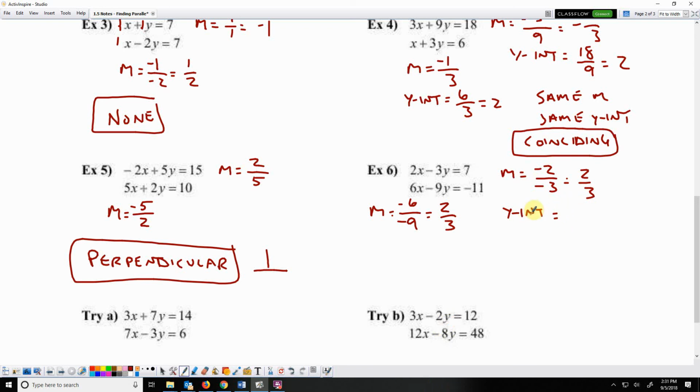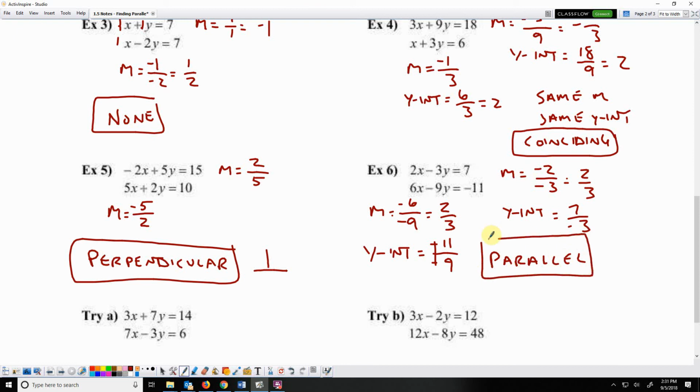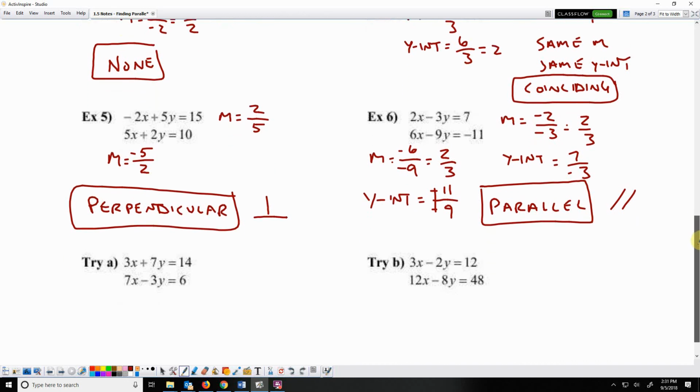So the y-intercept is C over B, 7 over negative 3. And the second y-intercept, negative 11 over negative 9, which is 11/9. Same slope, but different y-intercept means these lines are parallel. There is a parallel symbol as well. We could just put those two slashes. That means lines are parallel.